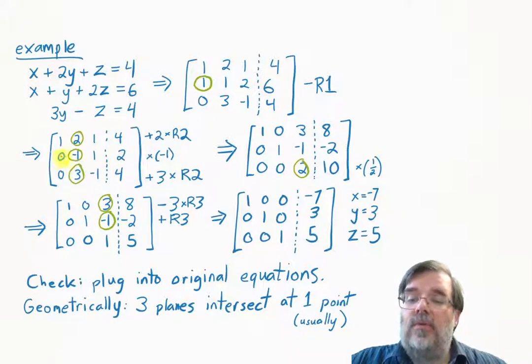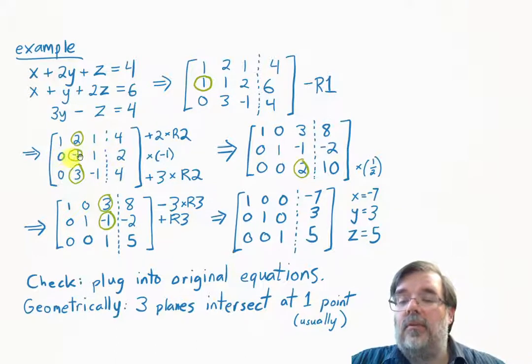The second row, we'll multiply those by negative 1. 0 times negative 1 is 0. Negative 1 times negative 1 is 1. 1 times negative 1 is negative 1. And 2 times negative 1 is negative 2. That's our second row.